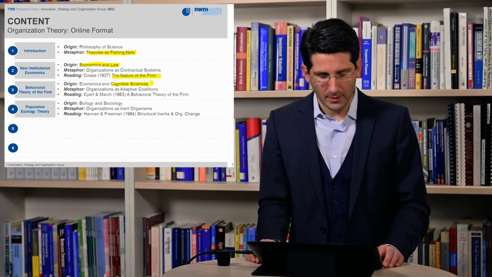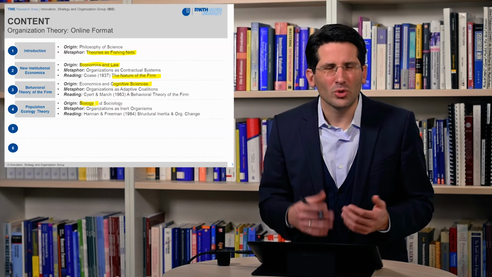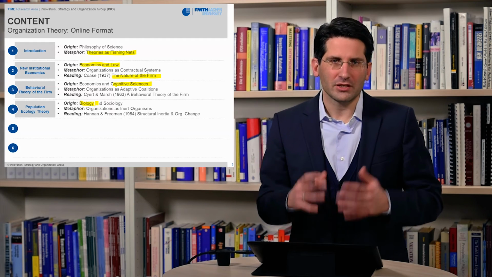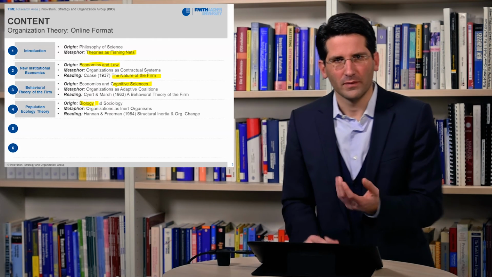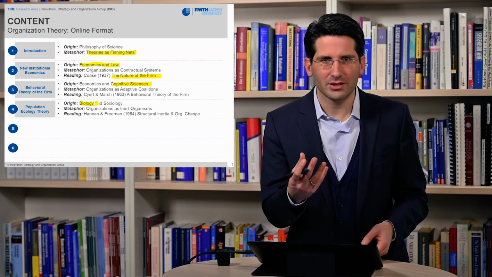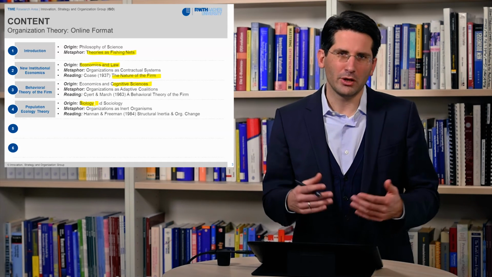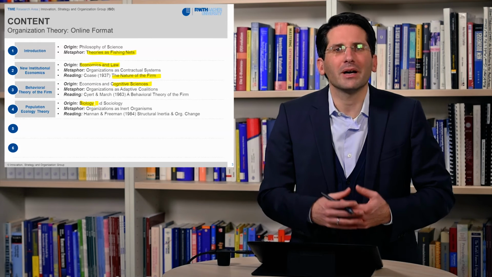In our fourth session, we'll be inspired now by biology, and we explore the theory known as population ecology theory. And this is a theory that has a metaphor that is somehow in contrast to the metaphor of the behavior theory of the firm. In particular, they suggest that organizations might be not as adaptive as we think. They suggest that quite often organizations are inert. They're very difficult to change. And quite often, the speed of reorganizing the focal firm will be lower than the speed of change in the environment. And that is what is meant by inertia.